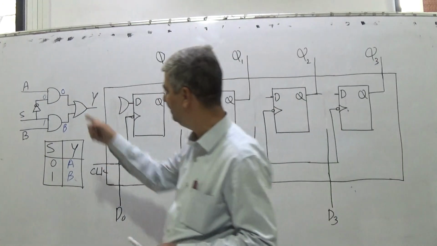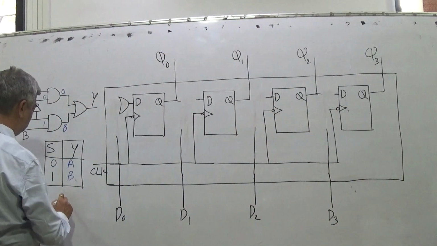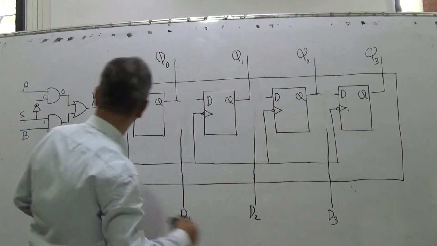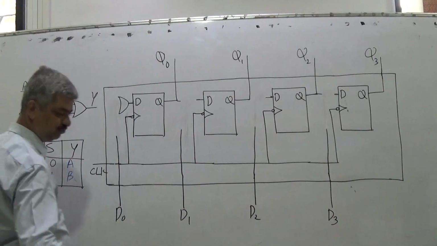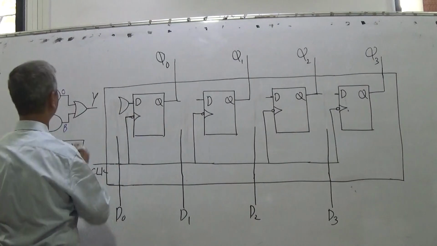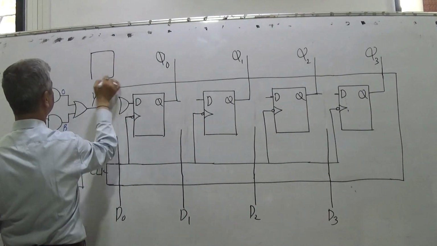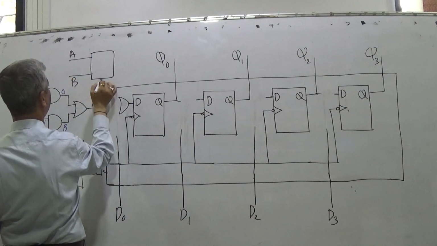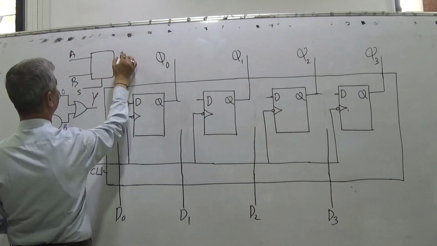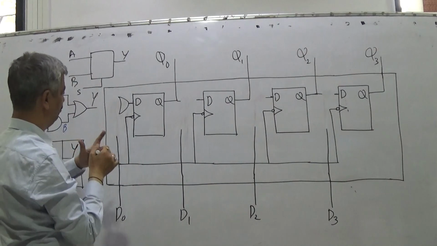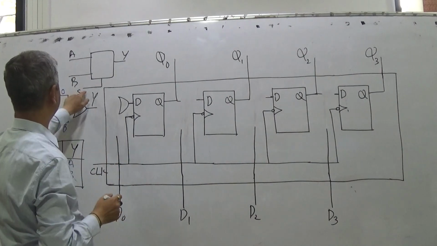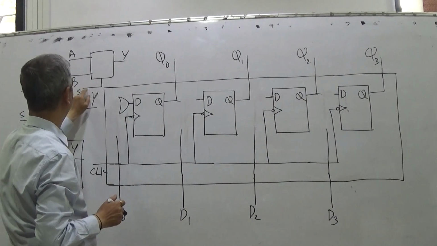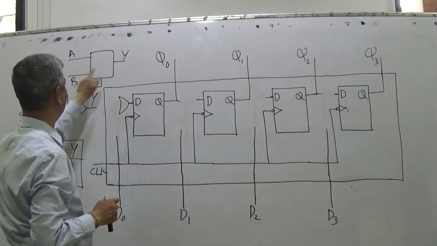So this big block is drawn. This big block can be repeated or it can be shown by a symbol like this. A, B and S is shown here. This is Y. So this need not be drawn each time. So when S is 0, Y is A. When S is 1, Y is B.